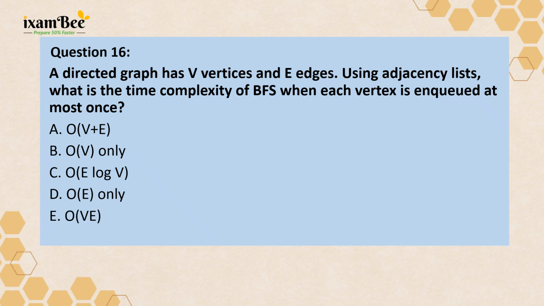Now here, a directed graph has V vertices and E edges. Using adjacency lists, what is the time complexity of BFS when each vertex is enqueued at most once?